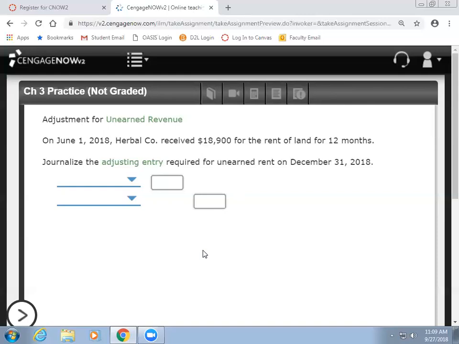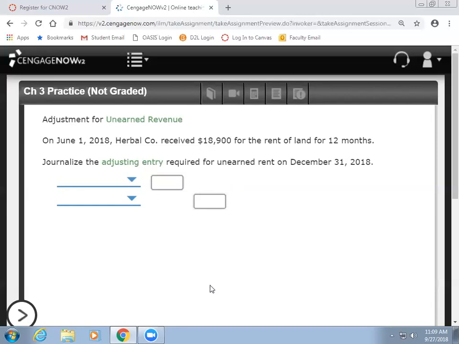It says on June 1st, Herbal Company received $18,900 for the rent of land for 12 months. So when we did that, we actually debited cash because we received money. We debited cash $18,900 and we credited the liability account unearned revenue, $18,900. Okay? So we credited unearned revenue. Unearned revenue is a liability, so it increases on the credit side. And with that first entry, we credited it $18,900. And that was for 12 months of rent.